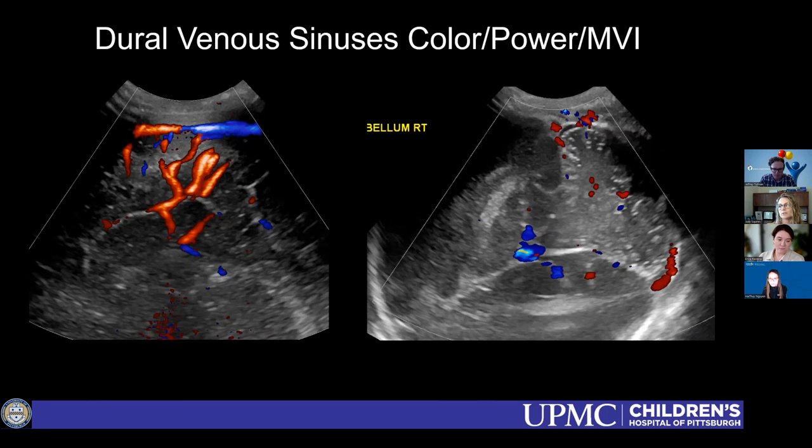We will use either color Doppler, most commonly, or power Doppler if we need to. And at our institution, we don't have that orange color for power Doppler. It's blue and red. And then we'll also use microvascular imaging if they're having a hard time getting flow in that dural venous sinus or some of the tiny little cortical veins. I found microvascular imaging to be super helpful for proving that there's flow in a structure.